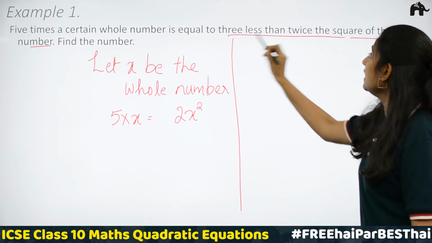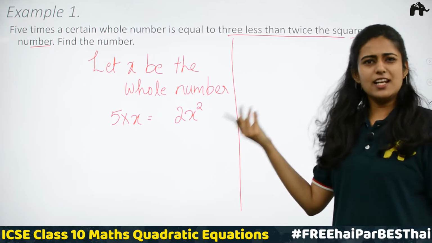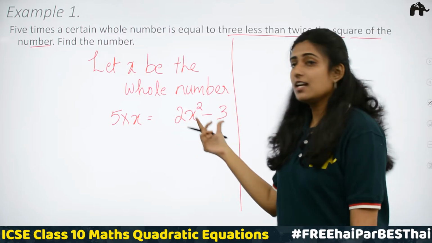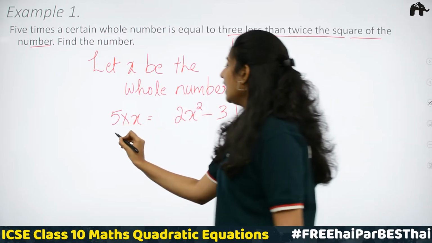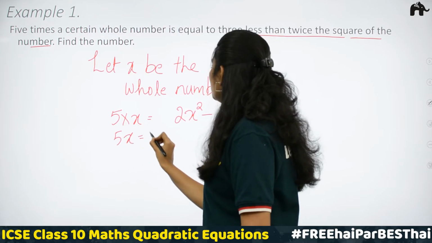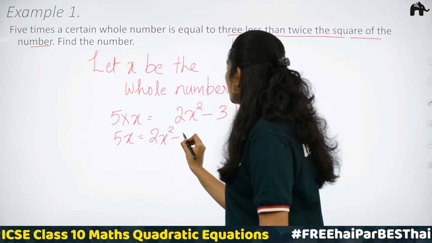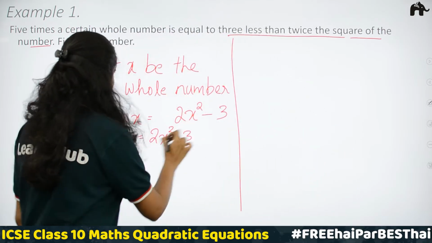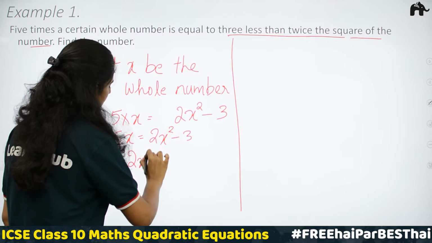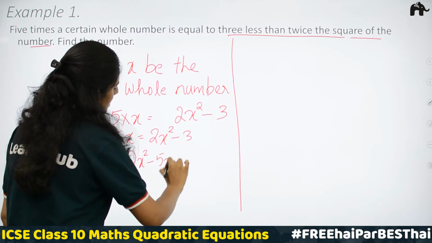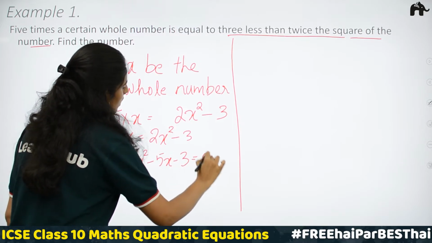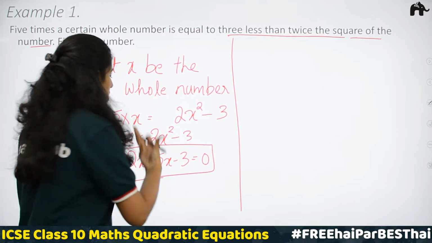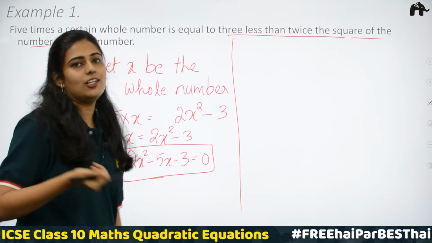What else is there? 3 less than twice the square. 3 less than means you have to subtract 3 from this. Okay. This is our expression. That is 5x is equal to 2x square minus 3. When you rearrange this, you can get the standard form of quadratic equation. This is equal to 2x square minus 5x minus 3 is equal to 0. This is our required quadratic equation. On solving this quadratic equation, we can get the value of x.